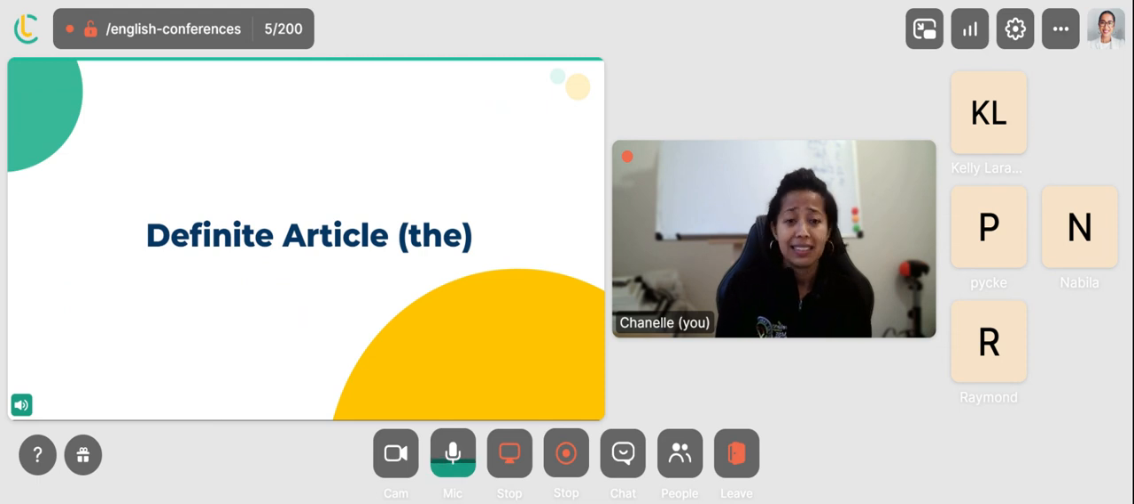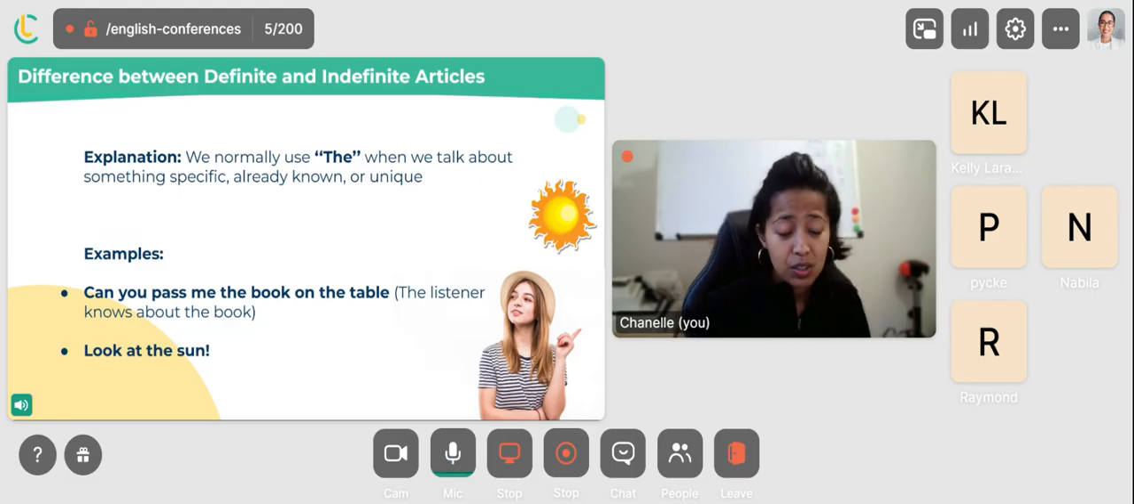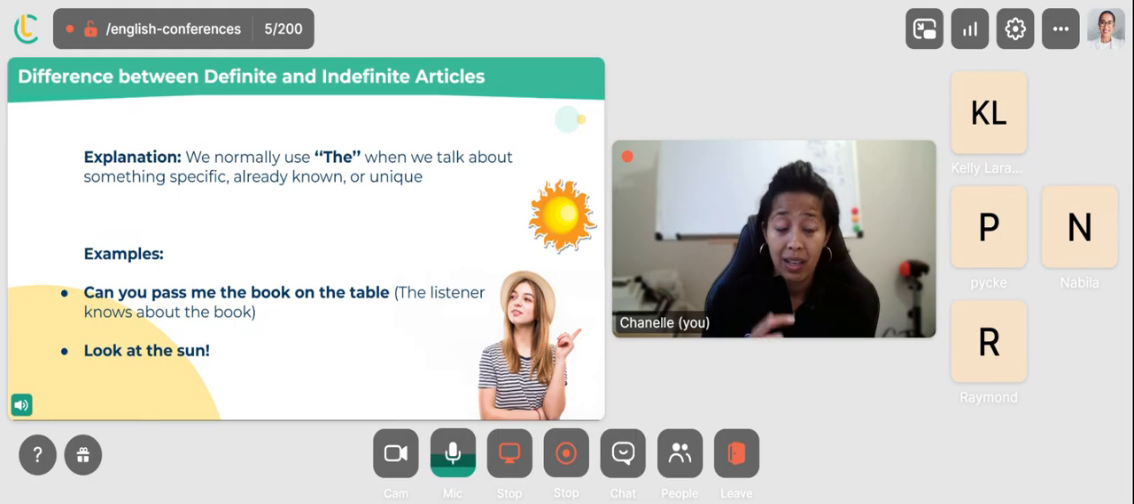When we look at the definite article, remember we are talking about "the". We normally use "the" when we talk about something specific, already known or unique. For example, can you pass me the book on the table? So the listener knows about the book. Or look at the sun. In this case, there is only one. There is the sun. So we know there is only one, therefore we will name it the sun. For example, the moon, the earth.